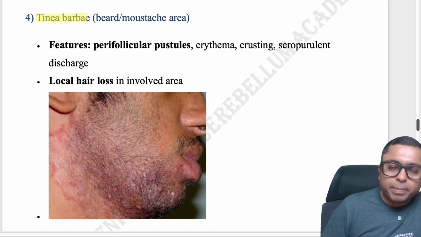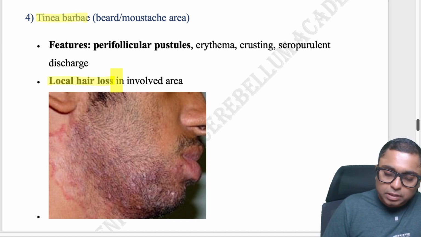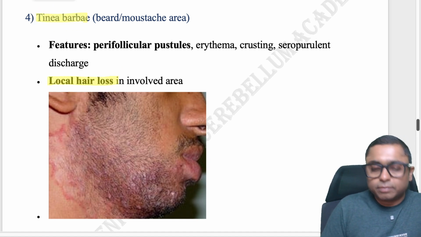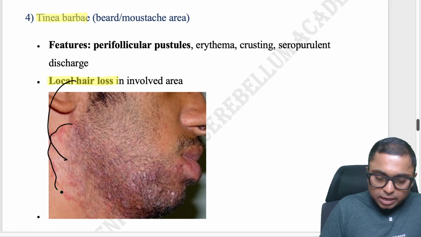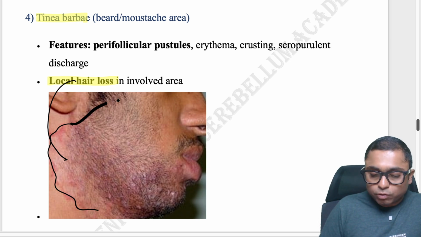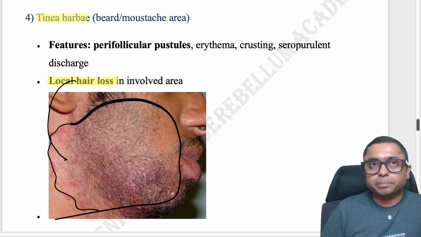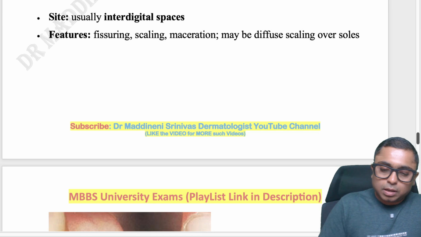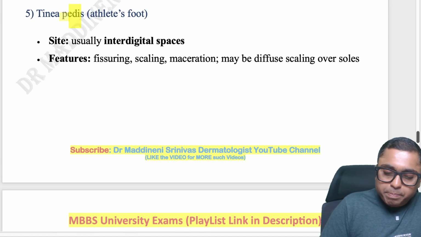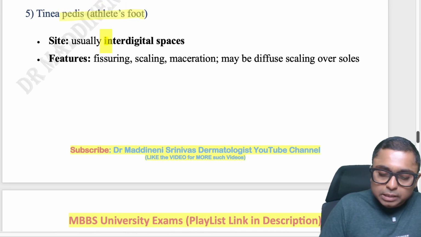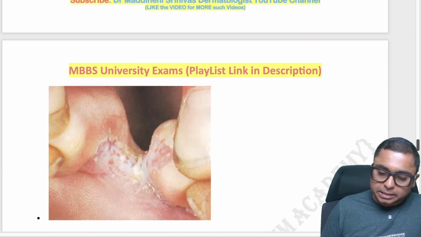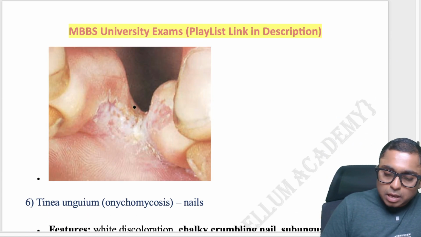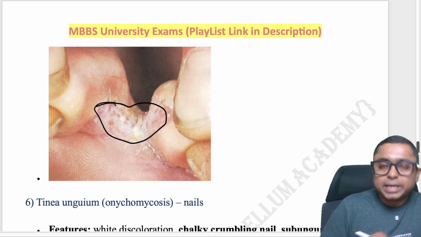Next is tinea barbae. The mustache area is going to have the tinea, and it can also be associated with localized hair loss, because tinea infection can also cause this hair loss. So you can see again the annular lesion which is having the involvement of the beard area, right? Next condition is tinea pedis. It is athlete's foot, and you can see the involvement in between the digits, interdigital spaces. As you can see here, this is the tinea pedis.